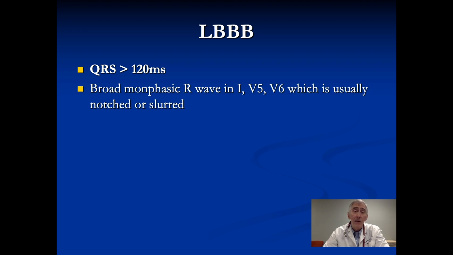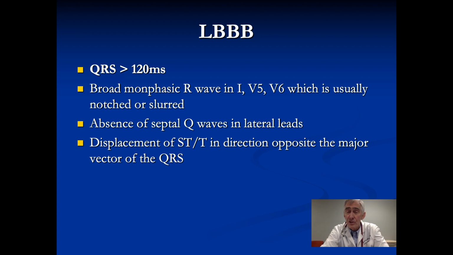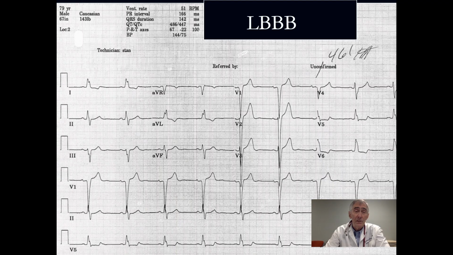It has a broad monophasic R wave in lead 1 and in V5, V6, which is usually notched or slurred, and we call that rabbit ears up. And there is an absence of a Q wave in the lateral precordial leads, and it causes a repolarization abnormality, an ST wave abnormality, which depolarizes in the opposite direction of the QRS. Now, this would be an example of it.